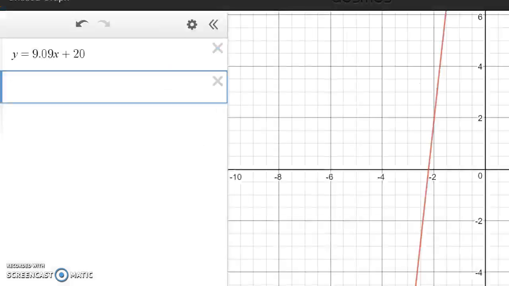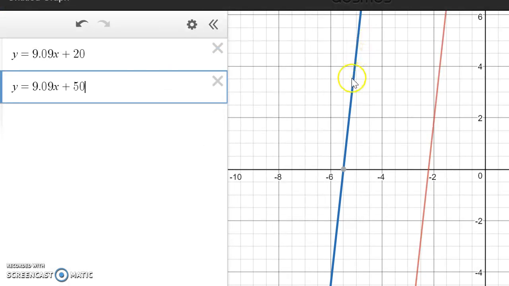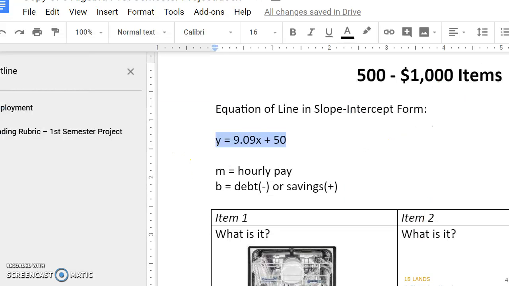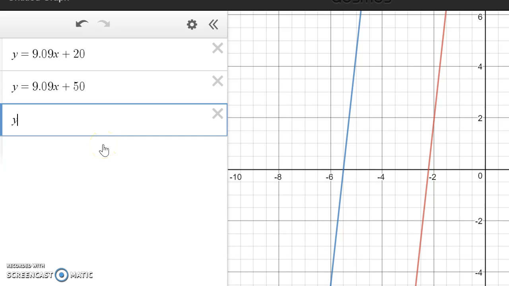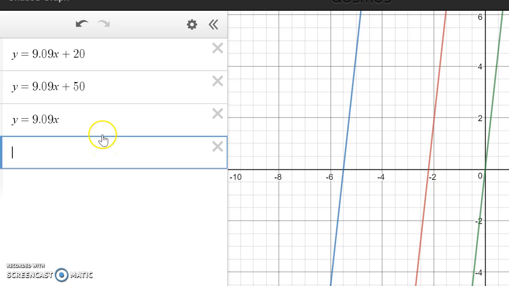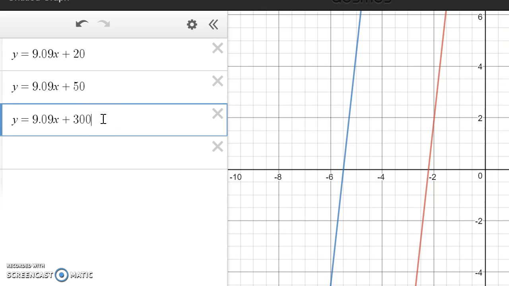Copy, paste. Okay. Now, right now the graph doesn't look too good. We're going to fix that in a minute. But let me put in the last one. Actually, I already remember from memory. It's y equals 909x. Nope. Plus 300. All right, I got my 3 graphs.